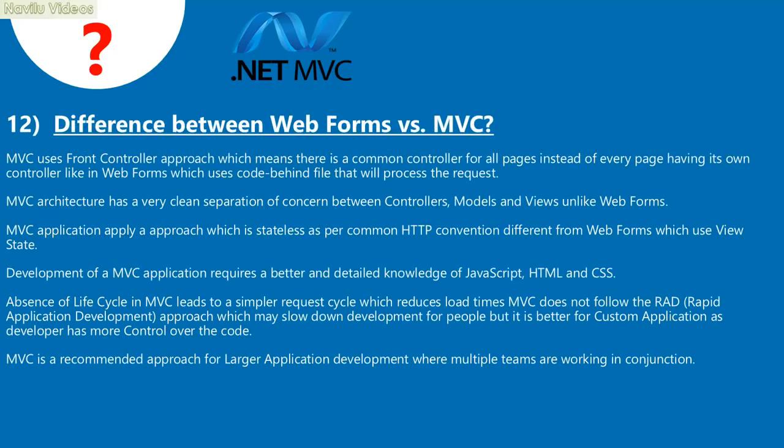12. Difference between web forms versus MVC. MVC uses a front controller approach, which means there is a common controller for all pages instead of every page having its own controller, like in web forms, which uses a code-behind file that will process the request. MVC architecture has a very clean separation of concern between controllers, models, and views, unlike web forms.